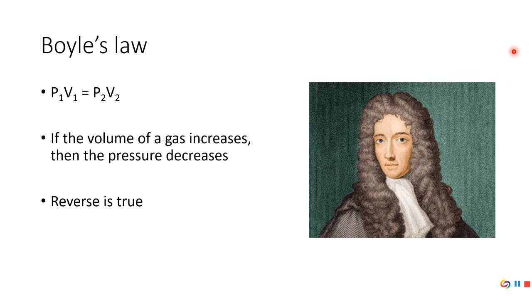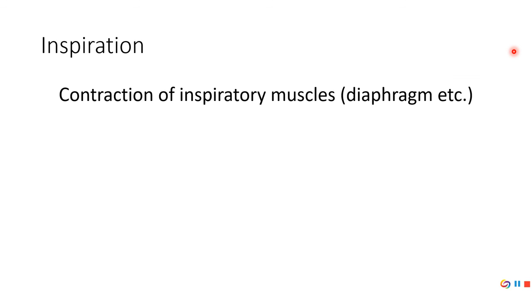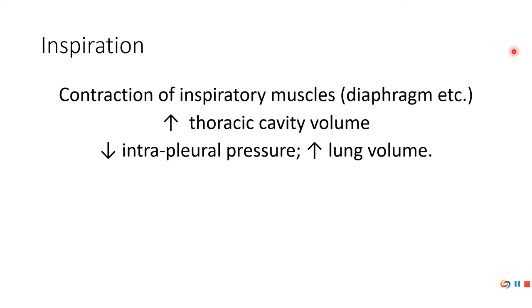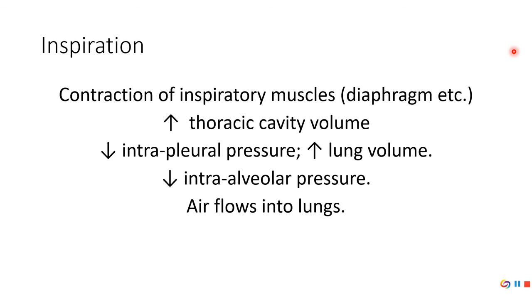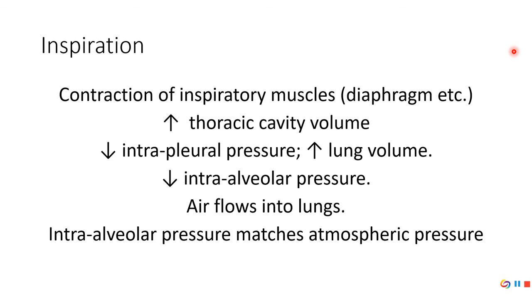All right. So with inspiration, we're going to tie this in. When I contract my inspiratory muscles, such as the diaphragm, that increases my thoracic cavity volume, which will decrease intrapleural pressure. It will also cause an increase in lung volume. Basically, we're pulling open those alveoli. So as a result, we decrease alveolar pressure. Air goes into the lungs. That's Boyle's Law being applied. And this continues until alveolar pressure matches atmospheric pressure. Air stops flowing into the lungs.